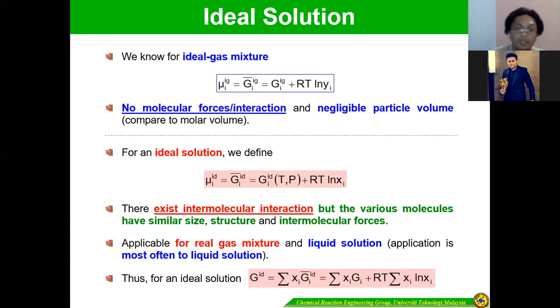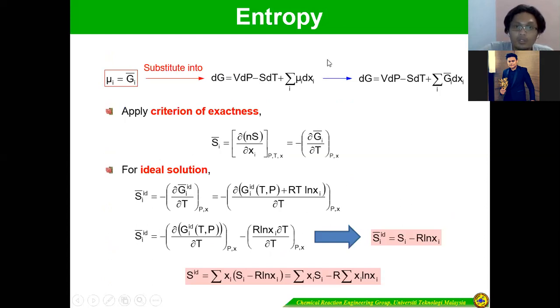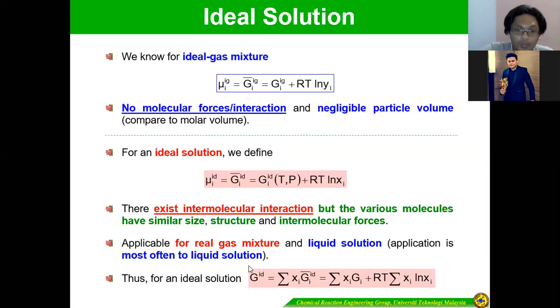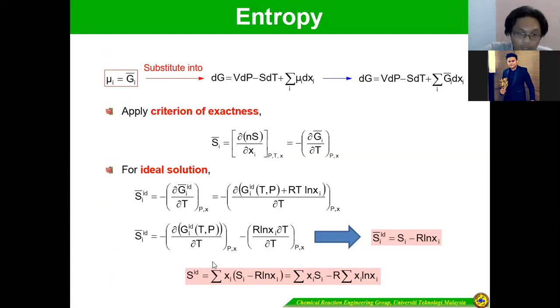Thus for the ideal solution, the partial Gibbs energy G_ID is equal to sum of xi Gi plus RT sum of xi ln xi. So this is the Gibbs energy for the ideal solution. For the entropy, S_ID, you have to remember this equation, highlight it in your textbook: S_ID is equal to sum of xi Si minus R sum of xi ln xi. This one is for the ideal solution. You have to remember this is the criteria.